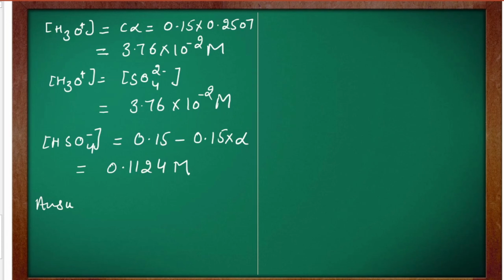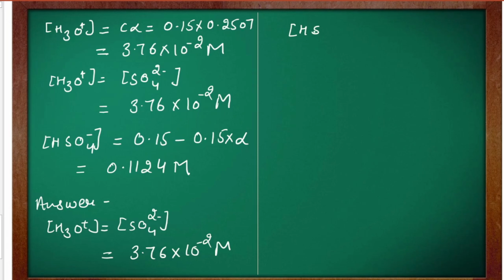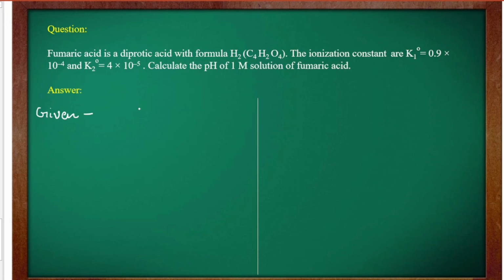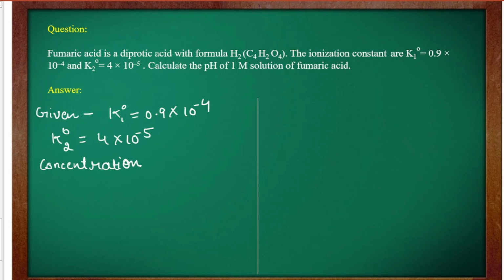Answer: hydrogen and sulfate ion concentration equal to 3.76 multiplied by 10 raised to power minus 2. Hydrogen sulfate concentration is equal to 0.1124 molar. In the above question, dissociation constant of first and second dissociation step is 0.9 multiplied with 10 raised to power minus 4 and 4 multiplied with 10 raised to power minus 5. Concentration of fumaric acid is 1 molar.